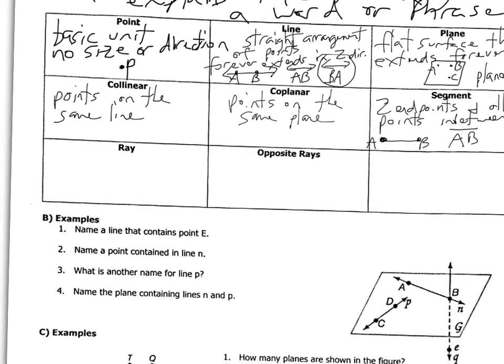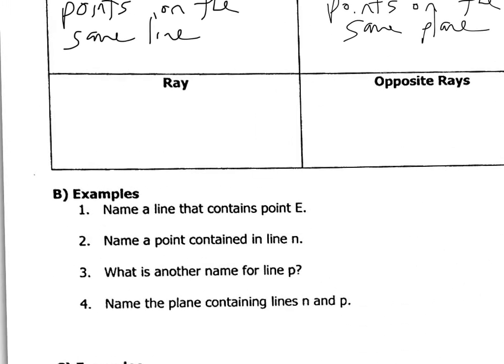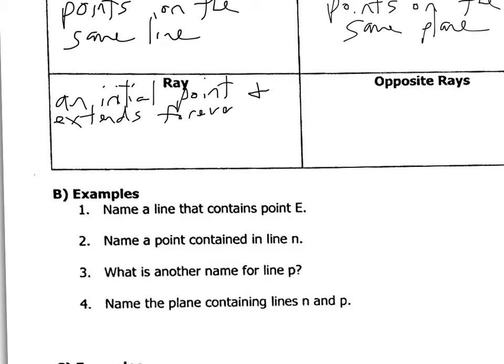Okay. Last two definitions, we'll talk about a few examples here. A ray. The way I always think about a ray is I think of the sun and then a ray extending from the sun, going on forever. So it has an initial point, like the sun would be the initial point, and extends forever from there.